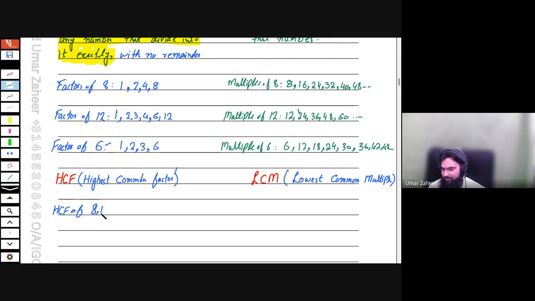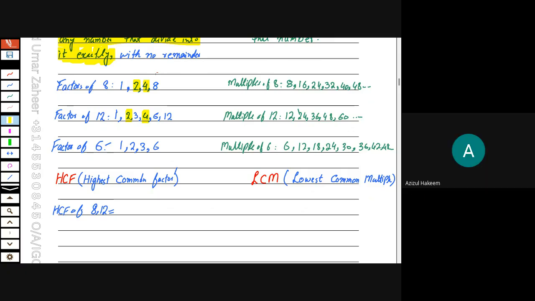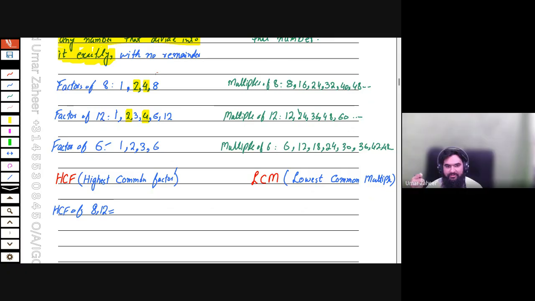Now, for example, if I'm going to talk about the HCF of 8 and 12, tell me which is the highest. Look at here. 2 is a common factor between both of them. 4 is a common factor between both of them. So the highest common factor is 4.